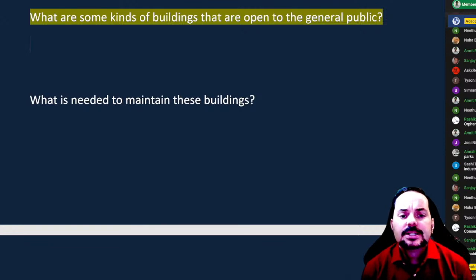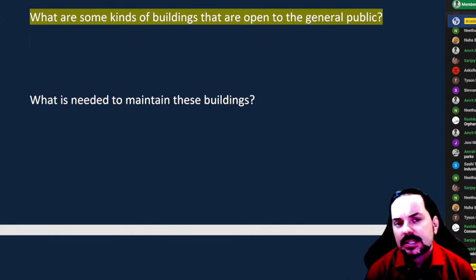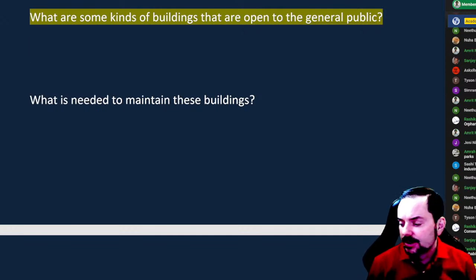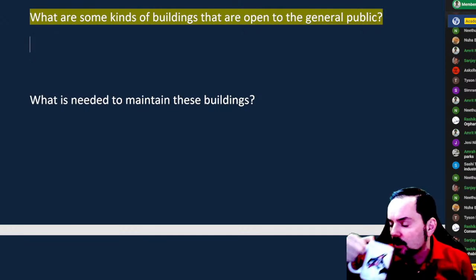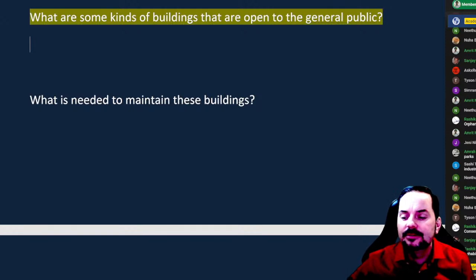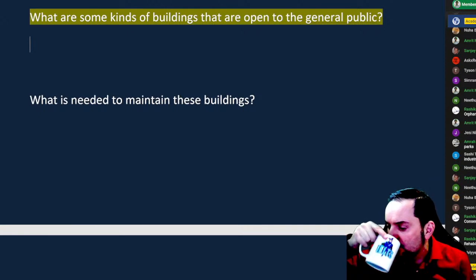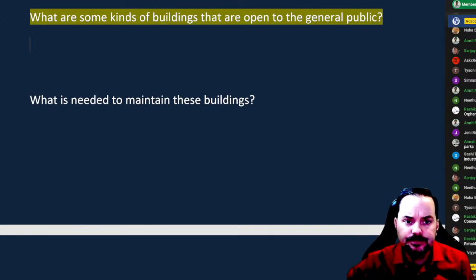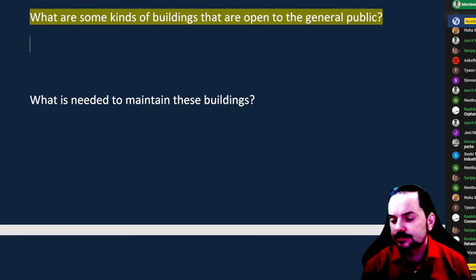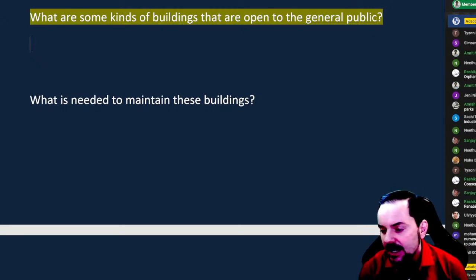So what are some kinds of buildings that are open to the general public? Try to paraphrase this as well. So try to use different words. Use the question in your answer, okay? Little bit of coffee, a little bit of water while you're thinking. Now you want to be fast, right? Different countries have different public buildings, for sure. However, you do want to just focus on as many different kinds as you can, okay?